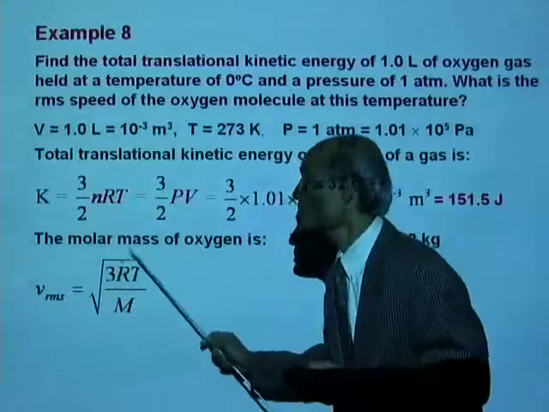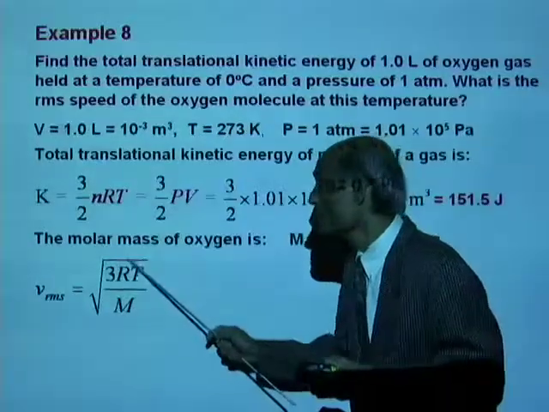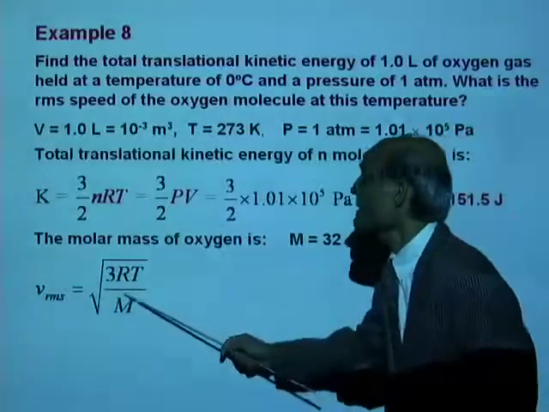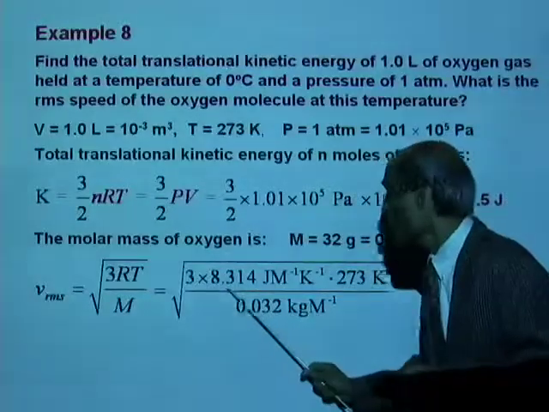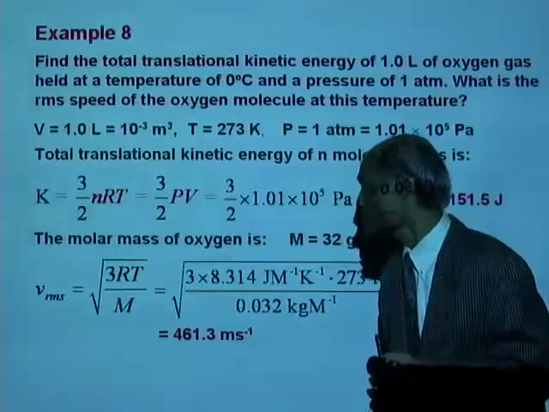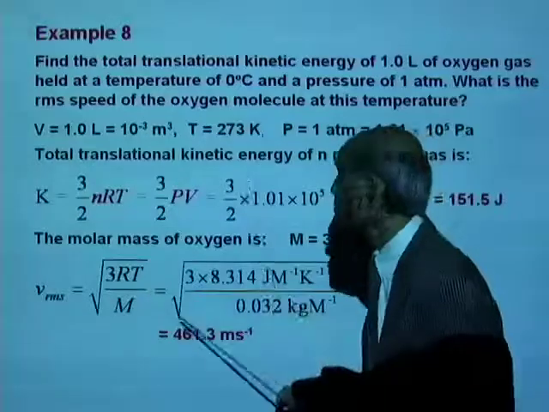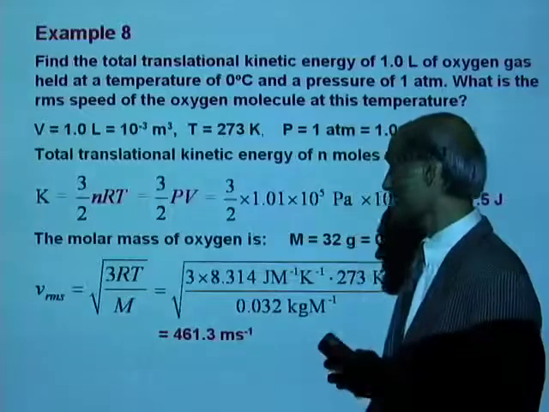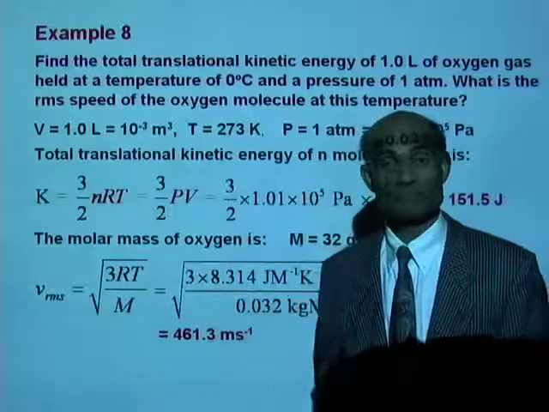V_RMS is the square root of 3RT over the molar mass. We know the value of R, we know the value of T, and now you know the value of M. Therefore, using all those values, we get V_RMS is 461.3 meters per second. At 0 degrees Celsius, the oxygen molecules have an average speed of 461.3 meters per second. It's an enormous speed.